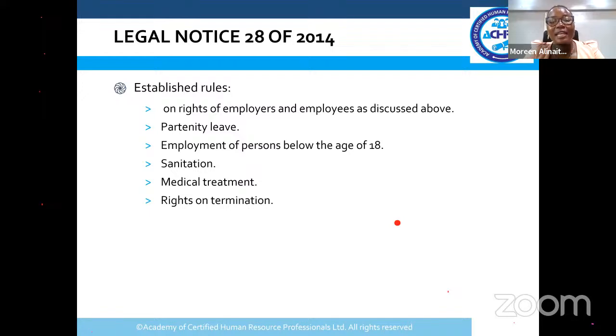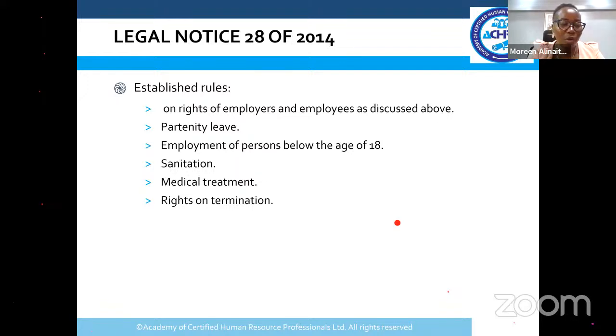The legal notice number 28 is the one that established employment for persons below the age of 18, the one that we were discussing, age 16 and above. It was brought about by legal notice number 28. It also brought the rules about sanitation, where you have to provide toilets and the distance between the toilets and where you are supposed to be working. It also brought into place medical treatment, where the employer is supposed to provide medical treatment. All right.